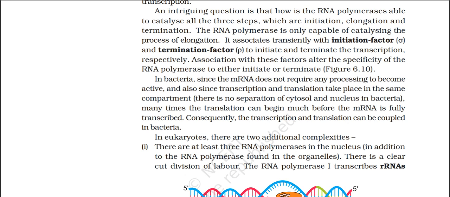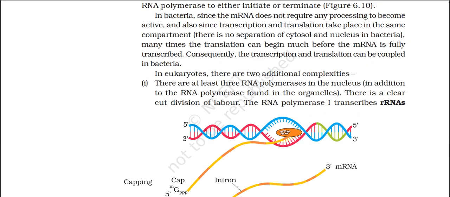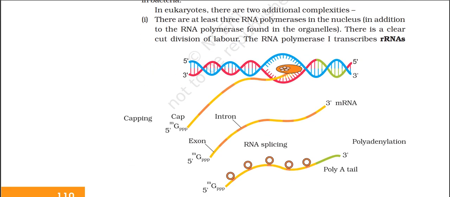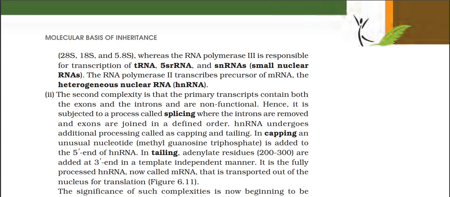In eukaryotes, there are two additional complexities. First, there are at least three RNA polymerases in the nucleus, in addition to the RNA polymerase found in the organelles. There is a clear-cut division of labor. RNA polymerase I transcribes the rRNAs 28S, 18S and 5.8S, whereas RNA polymerase III is responsible for transcription of tRNA, 5S rRNA, and snRNAs, small nuclear RNAs. RNA polymerase II transcribes the precursor of mRNA, the heterogeneous nuclear RNA, hnRNA.